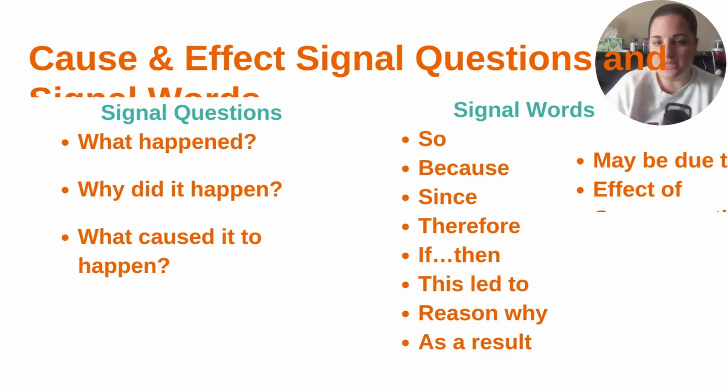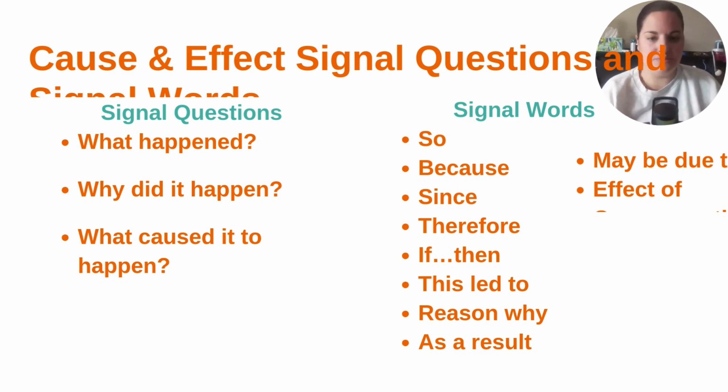So, for our signal words and signal questions for cause and effect, it's going to be how two concepts are related in that one causes the other, unlike our other text structure, which was compare and contrast, where we're just talking about how things are the same and how things are different. This is specific to how they are related because one caused the other.